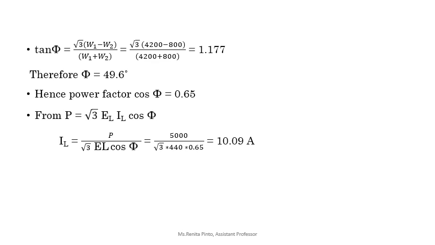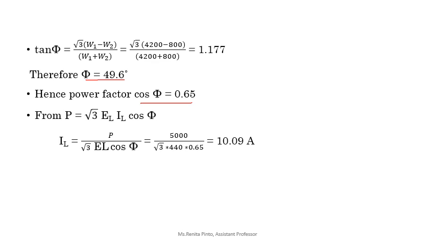So I have already got the readings of W1 and W2. Substitute in this, you will get what is tan phi. Take the inverse of it and find out what is phi. You will get 49.6 degrees. Substitute this phi in cos, you will get the power factor. So this is how you find out the power factor.